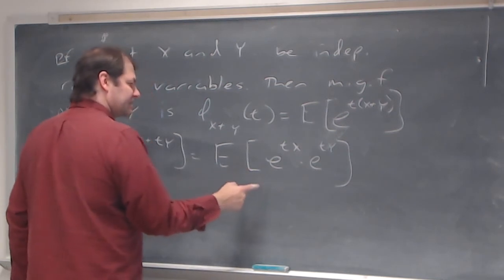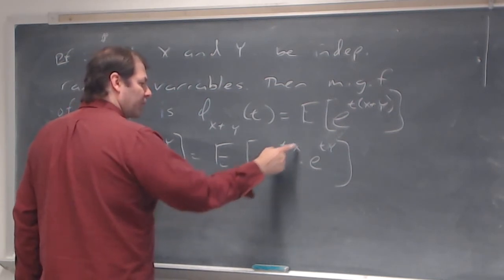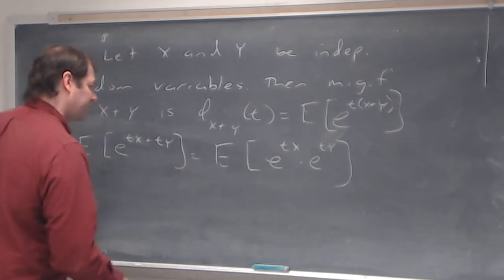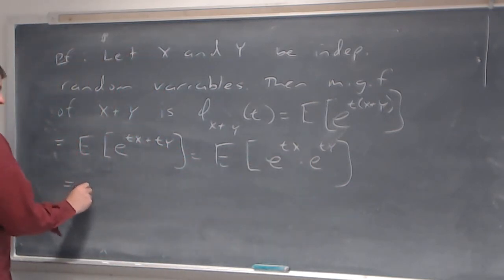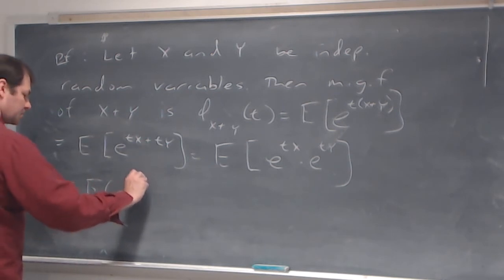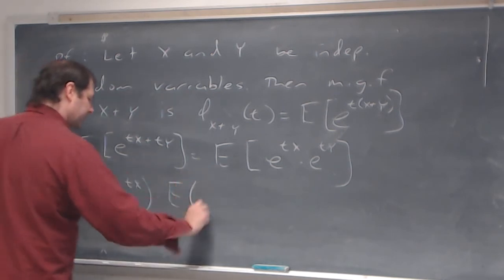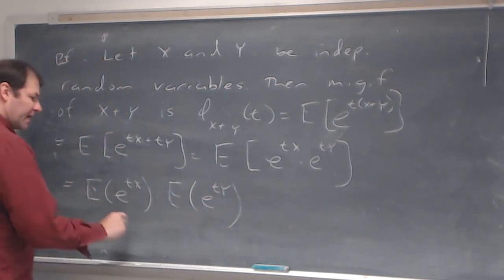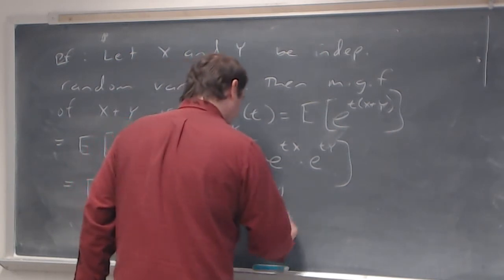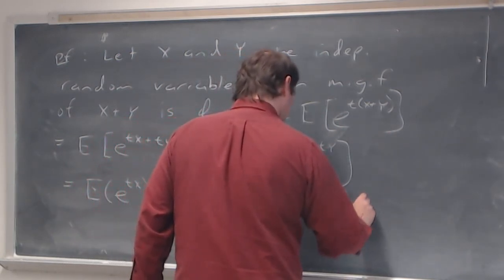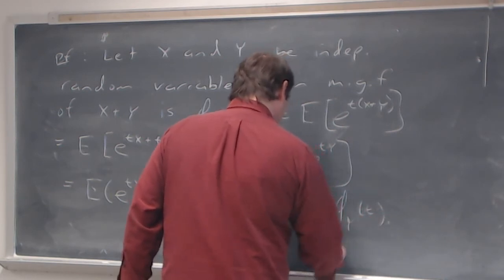Okay, we're taking the expected value of a function of X times a function of Y, where X and Y are independent. And so we had a fact that said that's the same thing as the expected value of the first function times the expected value of the second function, due to independence. But this right here is nothing more than the moment generating function for X times the moment generating function of Y. And so that's the proof.